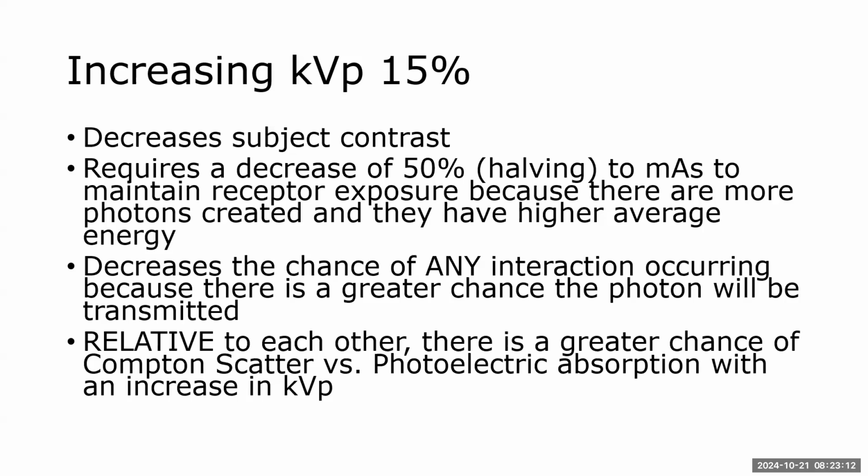Remember, increasing the kVp decreases the chance of any interaction occurring because there's a greater chance the photon's just going to be transmitted, right? But again, relative to each other, there's a greater chance of Compton scatter versus photoelectric absorption with an increase in kVp. Because photoelectric absorption happens when the energy is what? Lower, right? It doesn't have the energy to make it through the part. So think of it that way if you start to get confused.